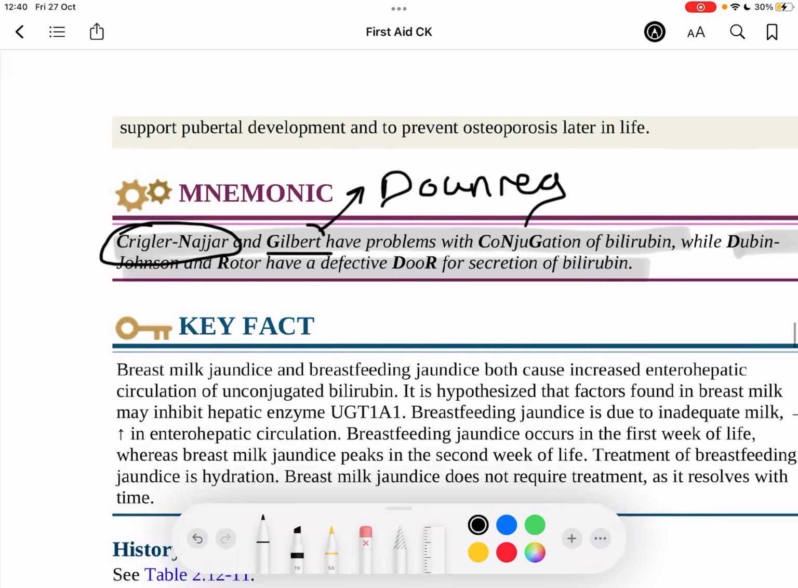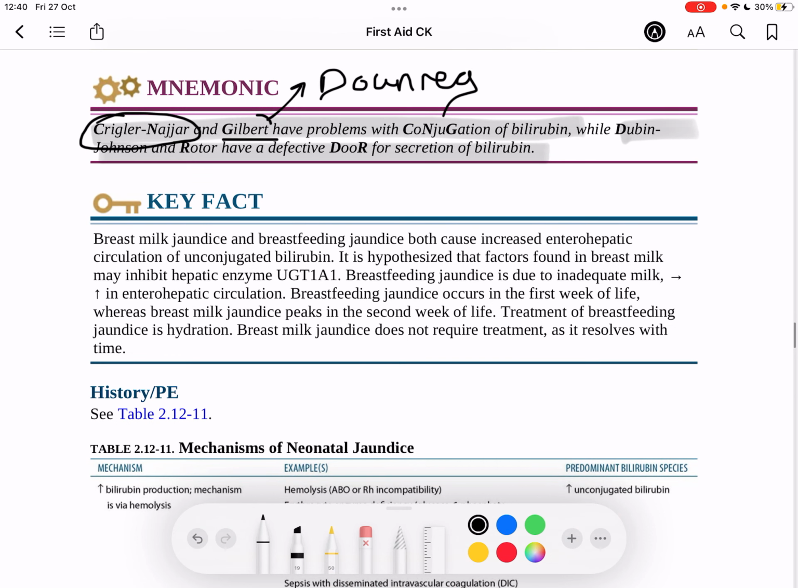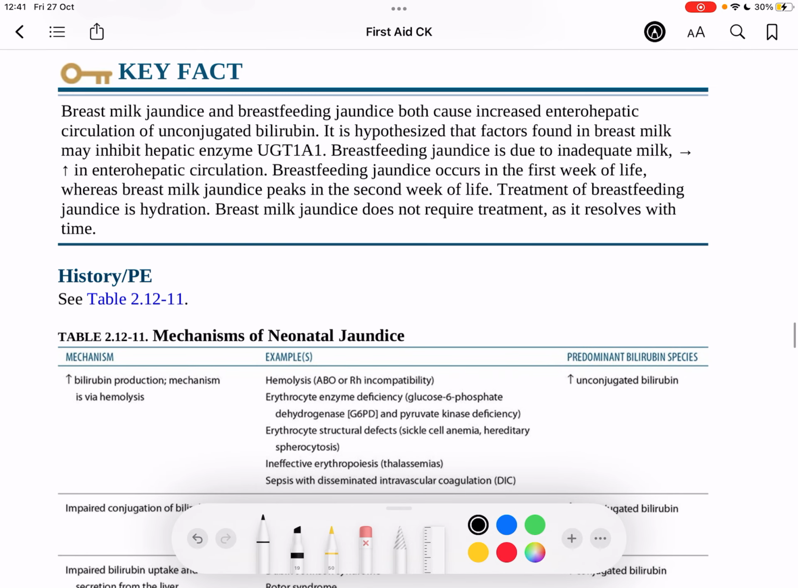Whereas Rotor syndrome and Dubin-Johnson are problems with excreting. So these are going to have high conjugated bilirubin. So just a key fact now, I just want to discuss two important diseases, or symptoms anyway, breast milk jaundice and breastfeeding jaundice, okay?